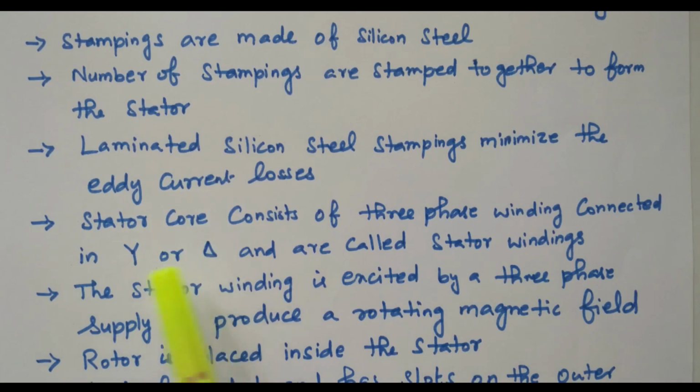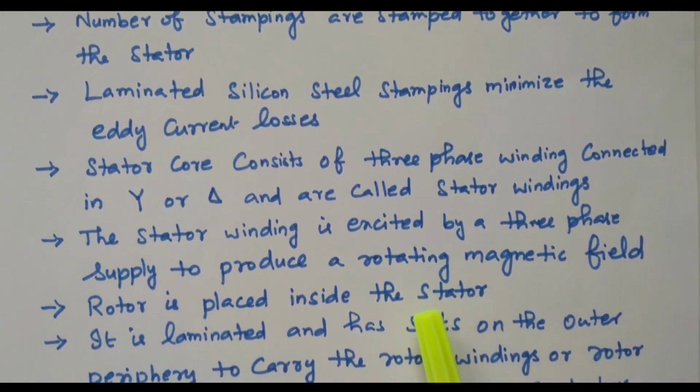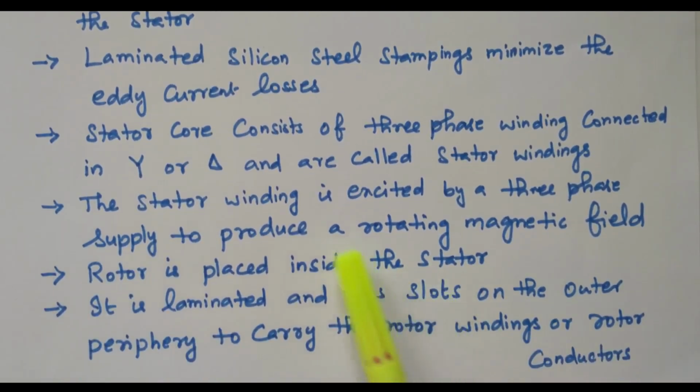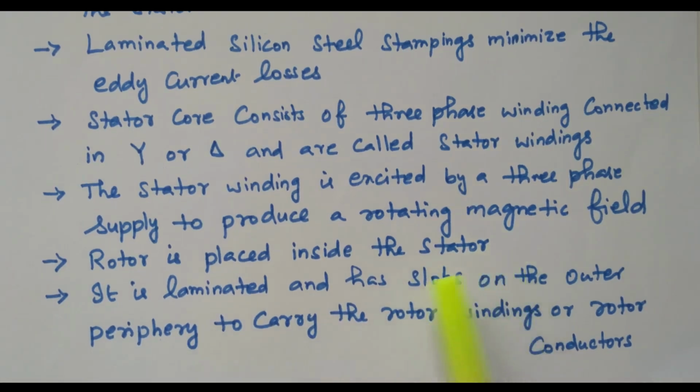The stator core consists of three-phase winding connected in either star or delta, which is called a stator winding. The stator winding is excited by the three-phase supply to produce the rotating magnetic field. So the stator winding is connected to the three-phase supply, and it will produce the rotating magnetic field.